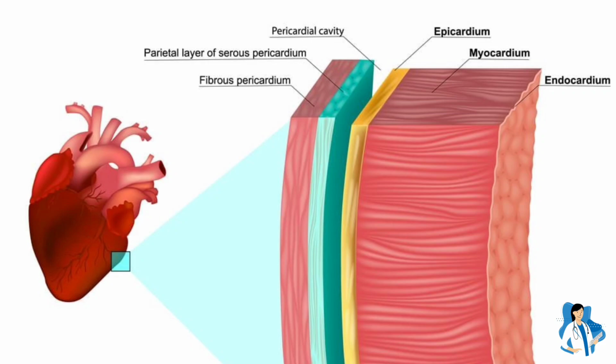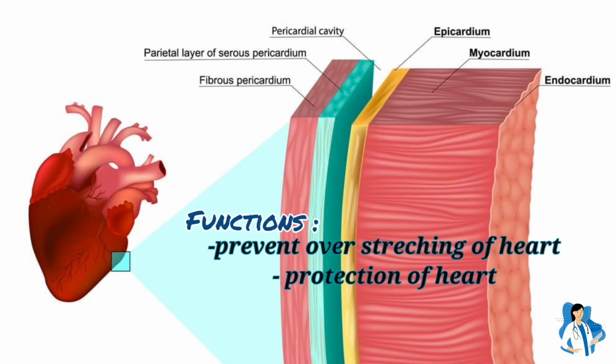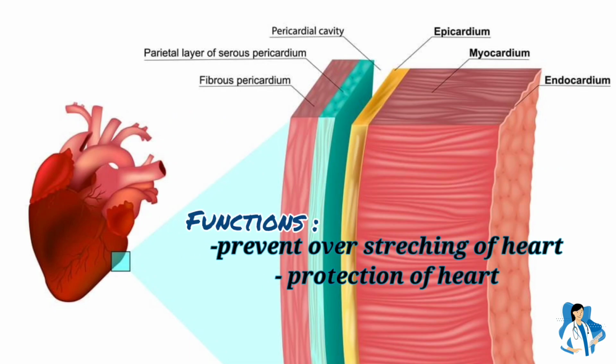The next topic, covering of the heart. The heart is enclosed by a double-walled sac called the pericardium. It has two main parts, the fibrous pericardium and the serous pericardium. Coming to the fibrous pericardium, it is composed of tough, inelastic, dense, irregular connective tissue. Its function is to prevent overstretching of the heart and to protect the heart.